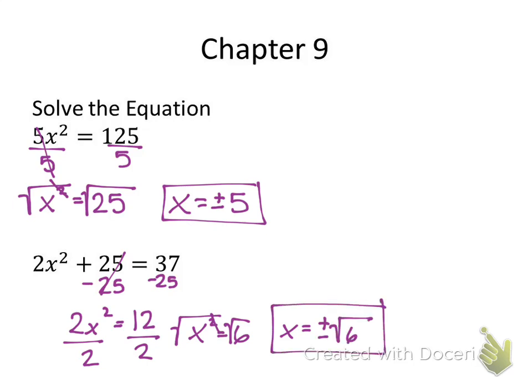Now, if that was a number that you would need to simplify underneath the radical, you would need to do that, okay? And again, it's okay to plug it in your calculator and let your calculator simplify it, but it does need to be simplified if at all possible.